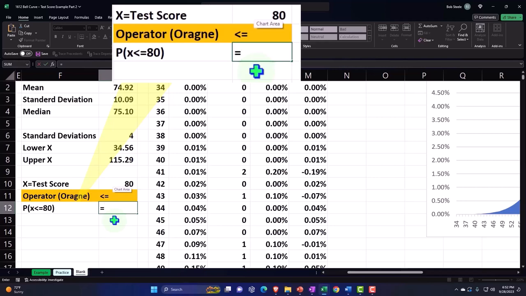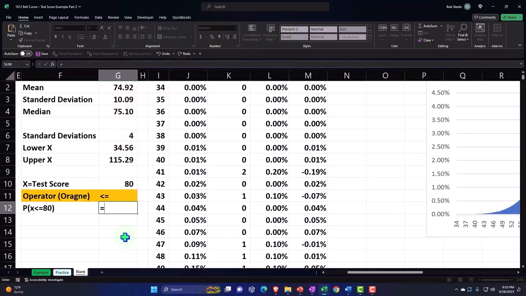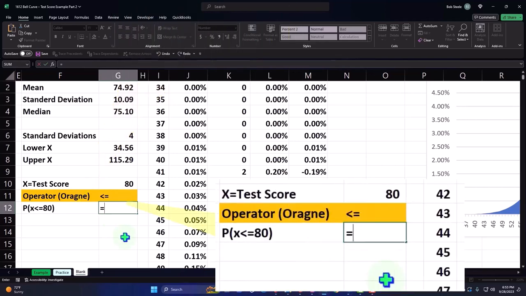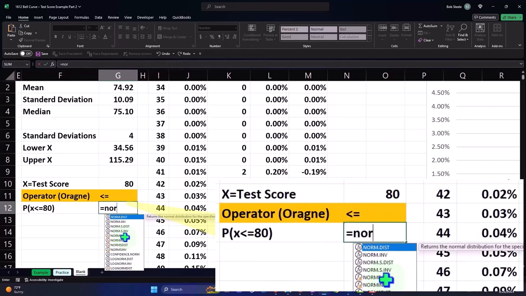For those of us that aren't good with handwritten graphs, right? If you can figure this out in Excel for us non-artistic people that can barely draw a straight line, this is a good tool to pick up. So we're going to say this is equal to NORM.DIST, tab.